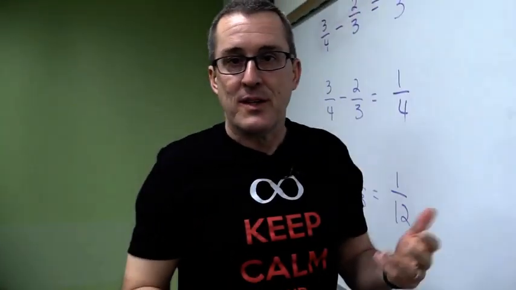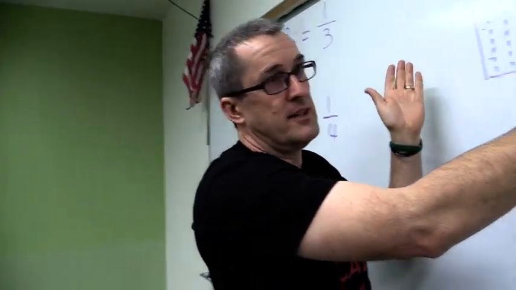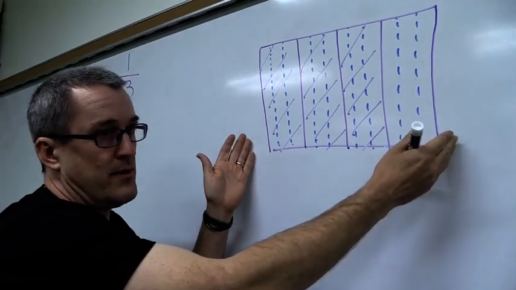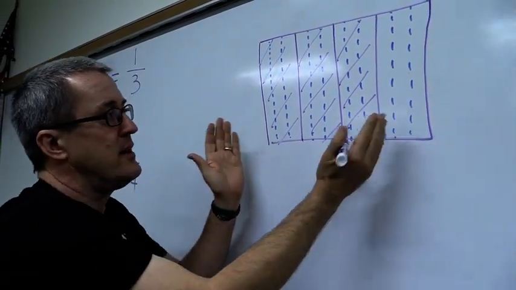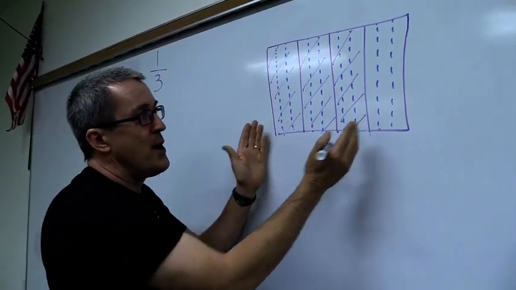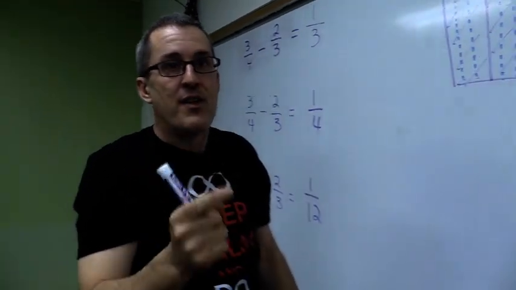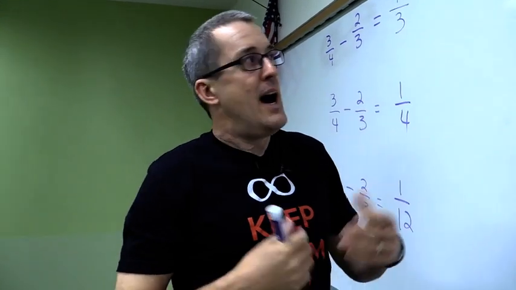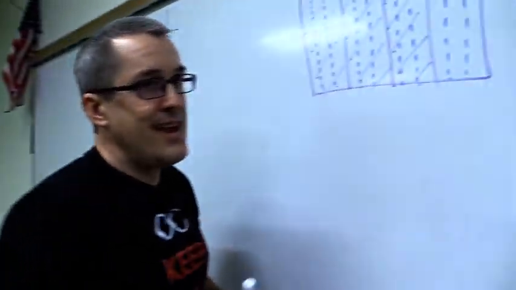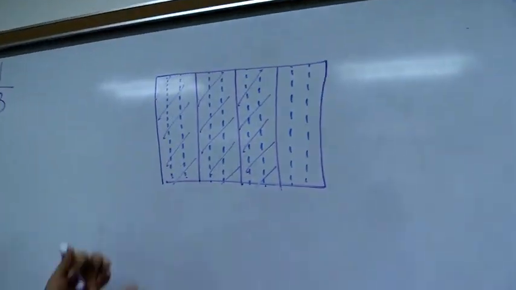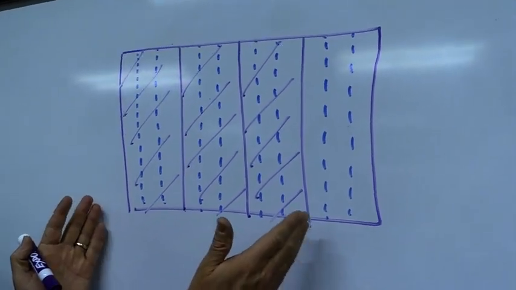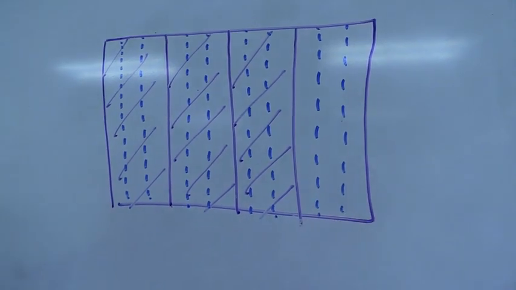If the context was you started with 3/4 of a cake, the whole cake represented by this purple rectangle, we start with 3/4 of a cake, but 2/3 of the 3/4 is eaten or something. How much of the remaining cake is there? You could say 1/3 of the remaining cake. So we have to be focused though on it's 1/3 of the 3/4, not 1/3 of the whole.